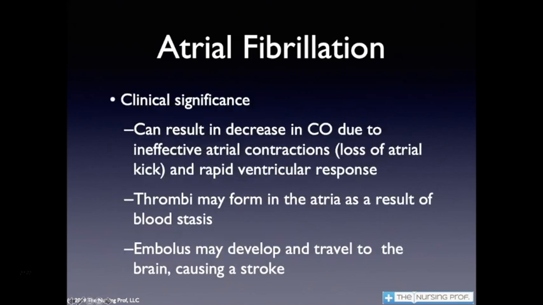So the clinical significance is that we have a decrease in cardiac output. We've lost our atrial kick, and we may have a very rapid ventricular response. Those things can result in a decrease in cardiac output. The other problem, of course, is that thrombi can form in the atria. Just like in atrial flutter, we can have thrombi forming in the atria because the atria are not contracting. They're just sitting there quivering, so blood can become stagnant and form clots in the atria.